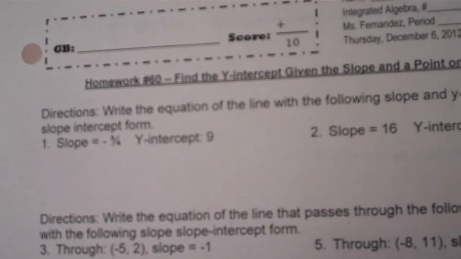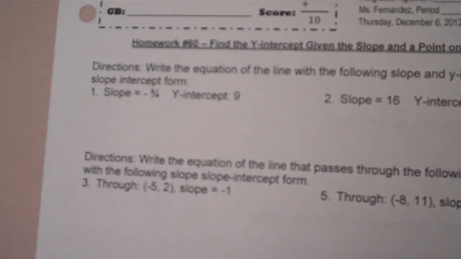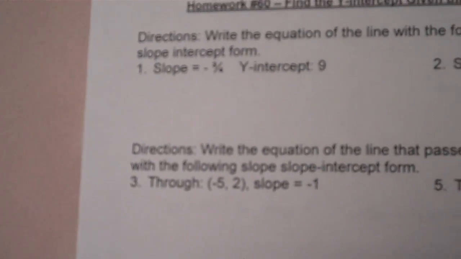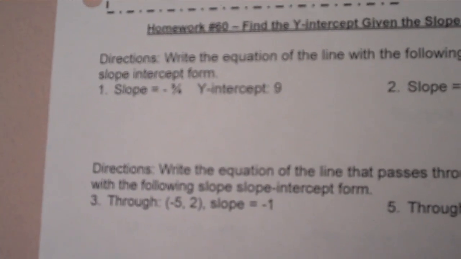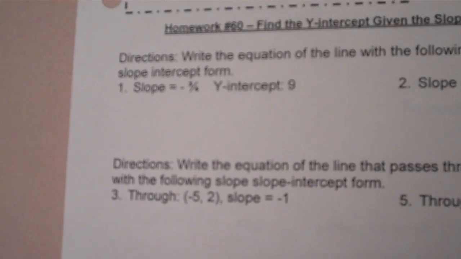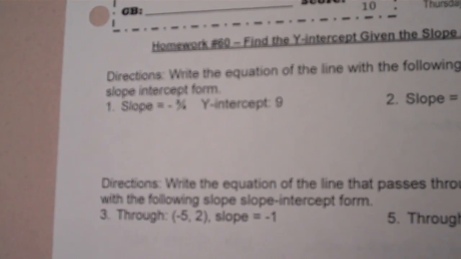This is homework 60. Find the y-intercept given the slope and a point on the line. The first problem requires you to write the equation of the line when you're already given the slope and the y-intercept. And you have to do this in slope-intercept form. So the first step is to write the slope-intercept form of the equation.